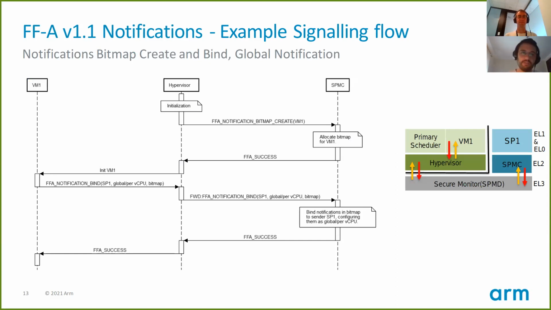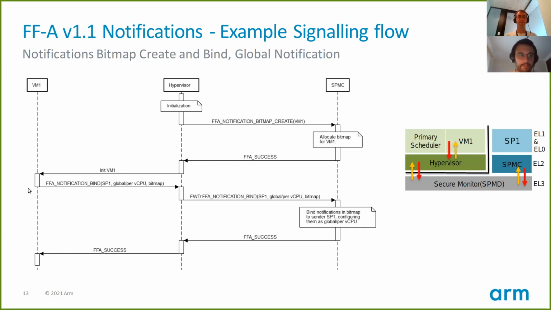At this stage on this flow chart, both the SPMC and SP1 have been initialized. We are now going through the hypervisor's initialization. At this stage, the hypervisor may use FFA notification bitmap create in order to allocate the bitmap for VM1. This call is going to be issued to the SPMC, which is going to allocate the bitmap for VM1. If all goes well, it should return FFA success back to the hypervisor. The hypervisor should continue with initialization and eventually boot VM1 for initialization as well.